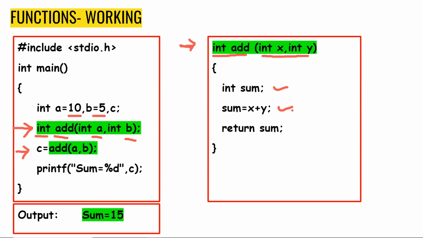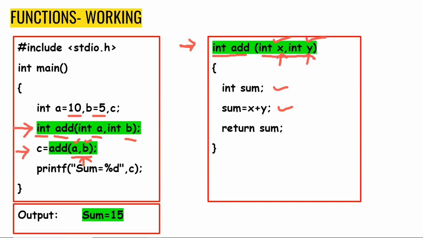The parameters in the function call are known as the actual arguments, and the variables declared in the parameter list in the function header are known as the formal parameters. So in this program, the variables a and b are the actual arguments. The variables x and y are the formal parameters.